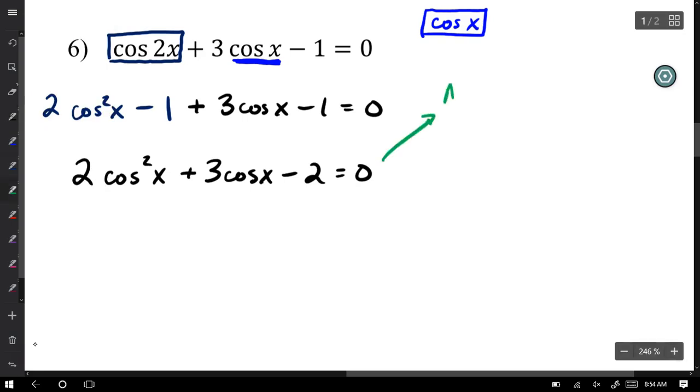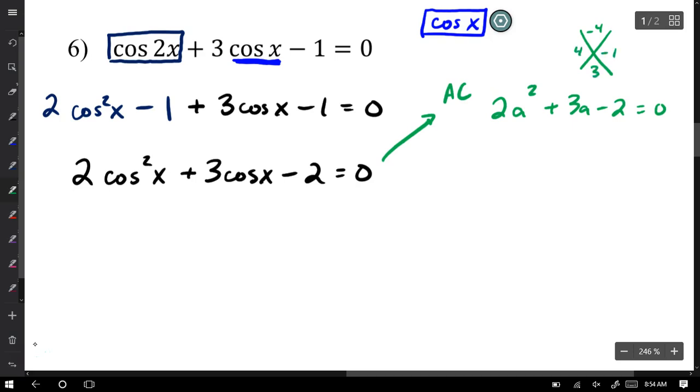And when you do the AC method of factoring, again, it's trig ratios. It might be hard for you to see. So what you can do off to the side is imagine it's just 2a squared plus 3a minus 2. In this case, what I want is something: a times c is negative 4. Something multiplies to negative 4 and adds to 3. And that's 4 and negative 1.